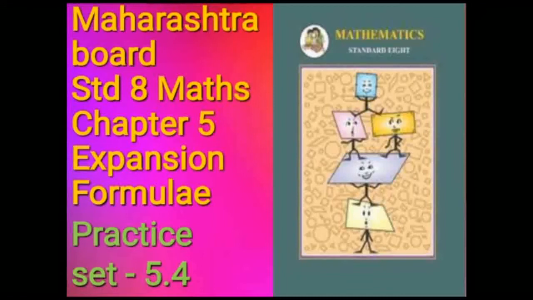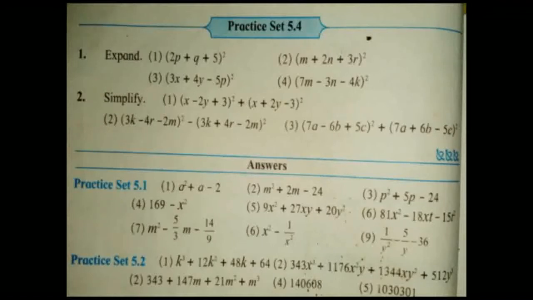Now we will begin practice set 5.4 on textbook page number 28. Expand. You have to use the formula (a plus b plus c) the whole square on this practice set. First one, (2p plus q plus 5p) the whole square.